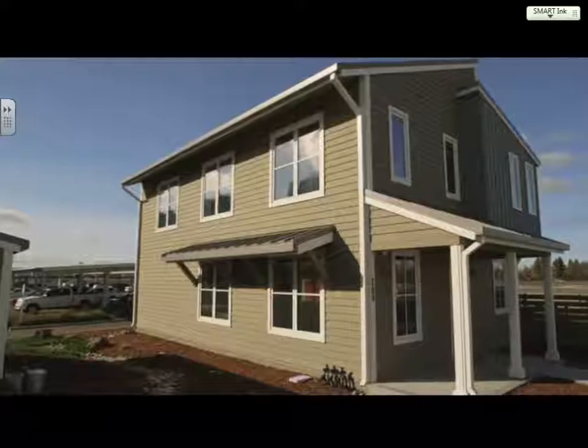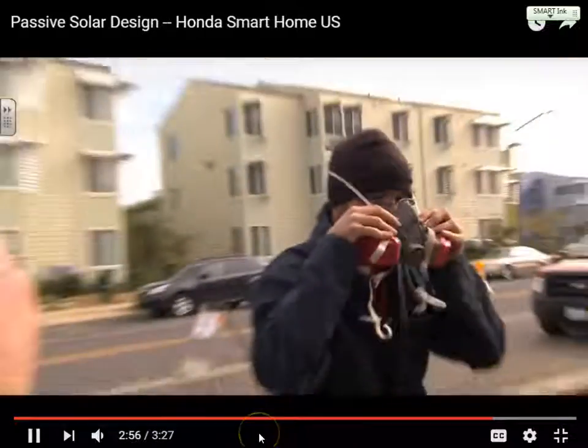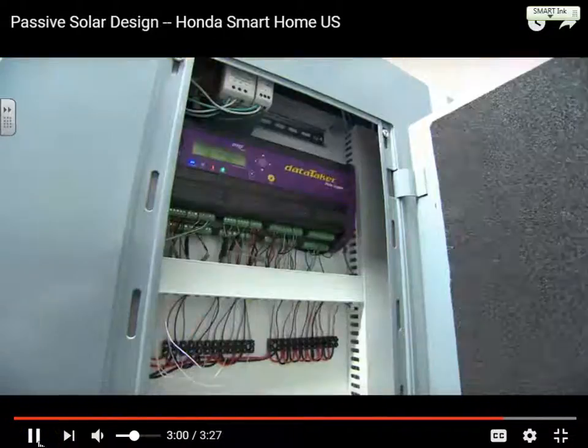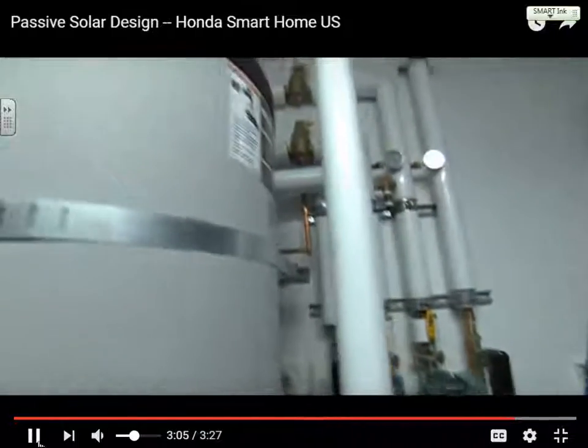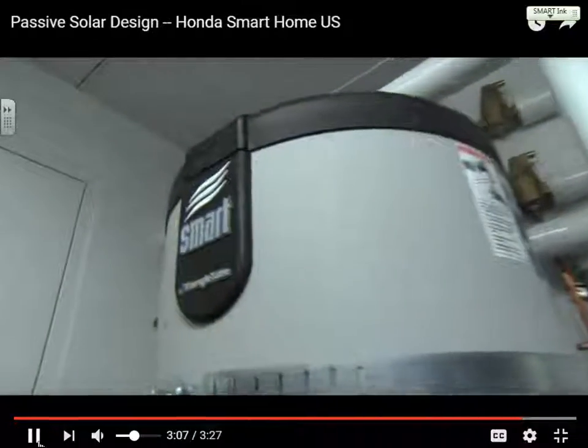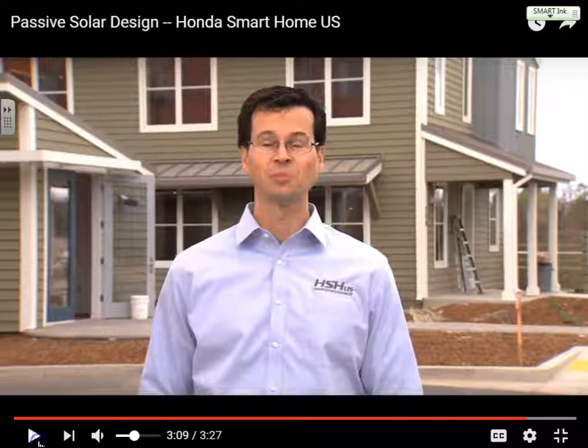Meet California's zero net energy goals. By using these passive design techniques, we're able to really reduce the amount of energy required for heating and cooling the home. This lets us use much smaller mechanical equipment that's also very efficient. California's goal is to build zero net energy homes by the year 2020. So this house, 75% less energy than a typical home.